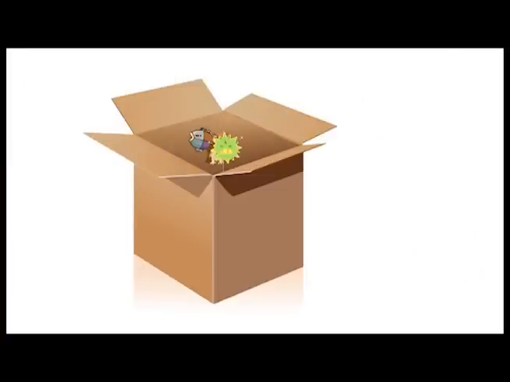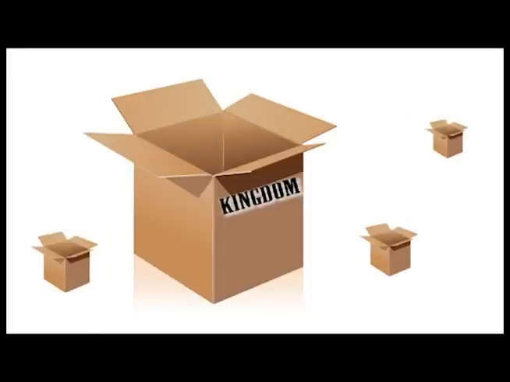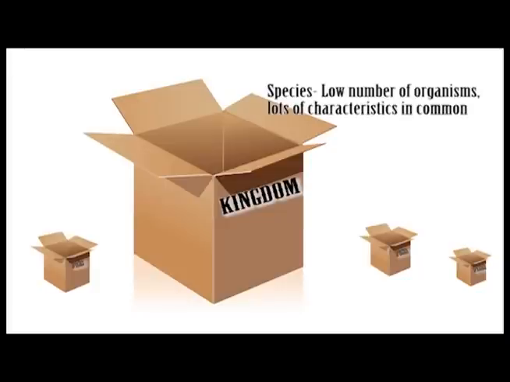The largest group contains lots of organisms that have a small number of characteristics in common, and these are called kingdoms. There are many levels below this, going down to the smaller groups that contain much lower numbers of organisms but who have a lot more characteristics in common, and we call these species. Scientists put the living things into these boxes using their similarities and differences in their characteristics.